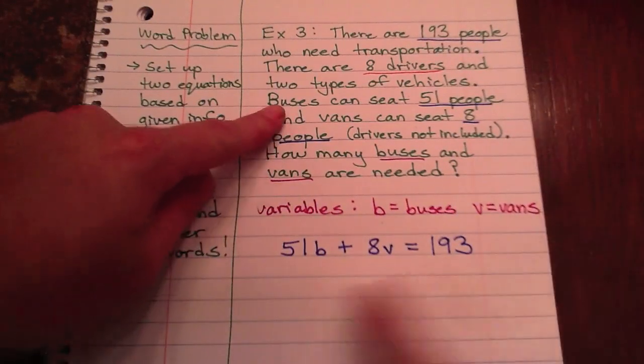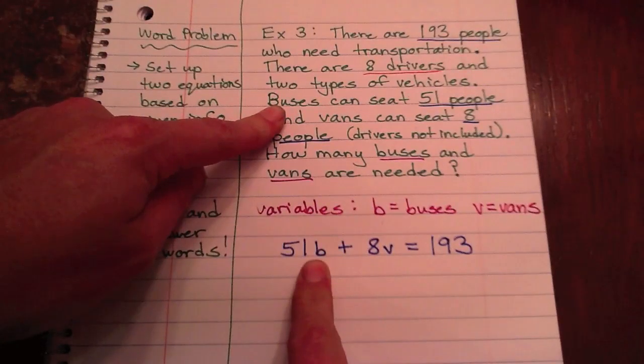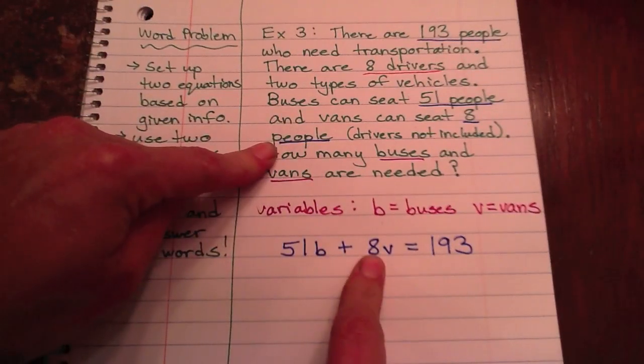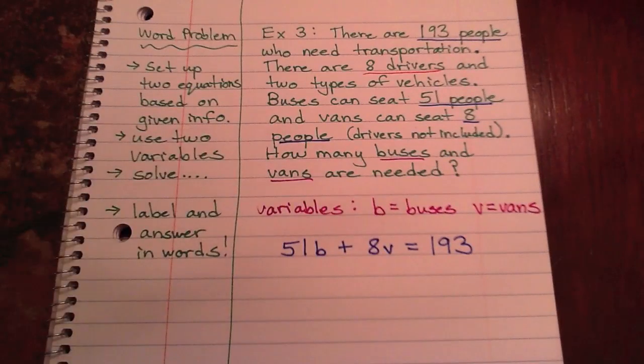So a bus can seat 51 people. A van can seat 8. My total people are 193.